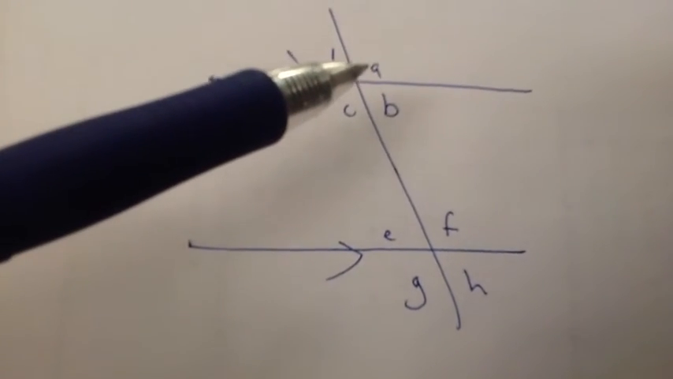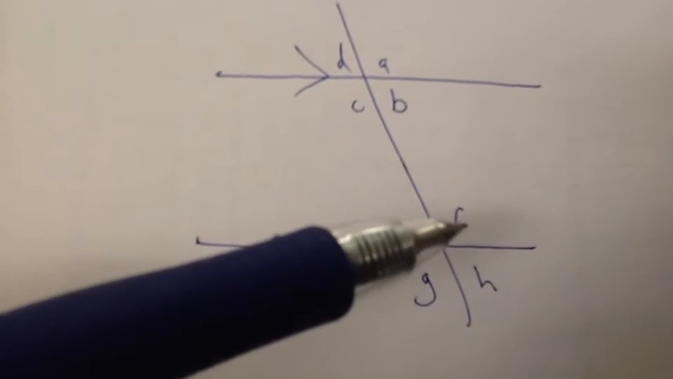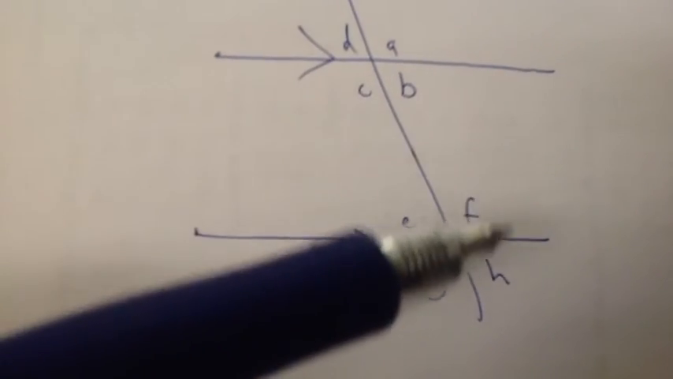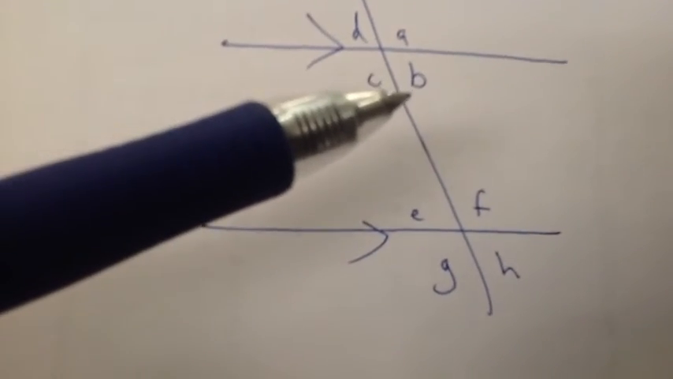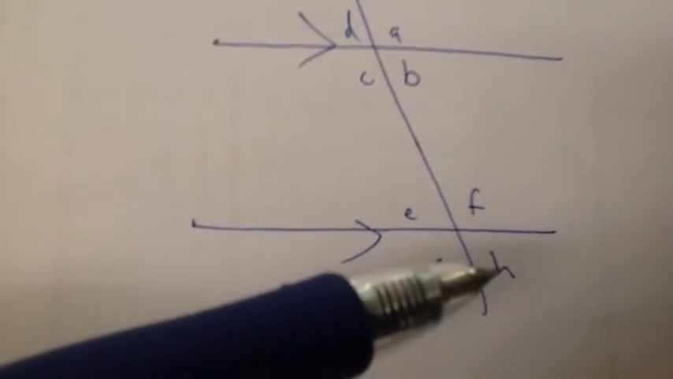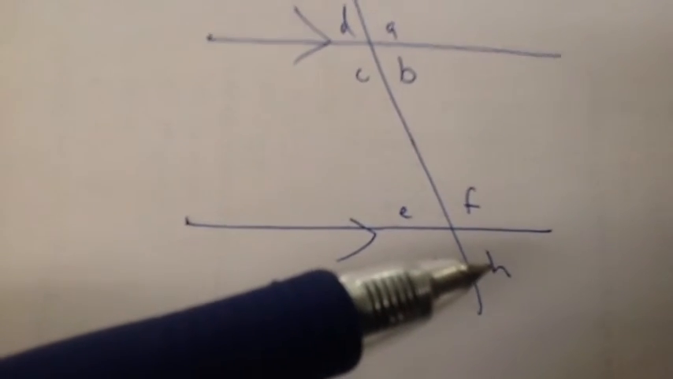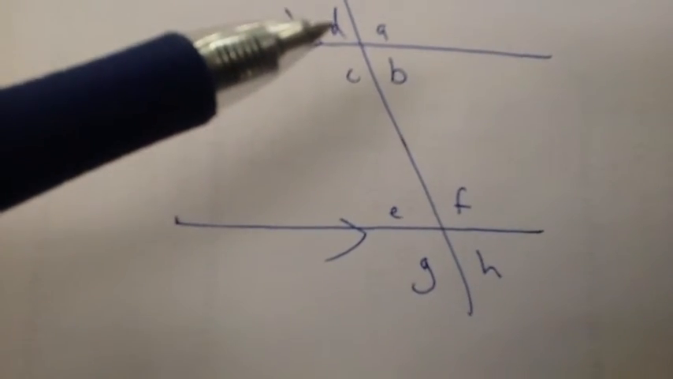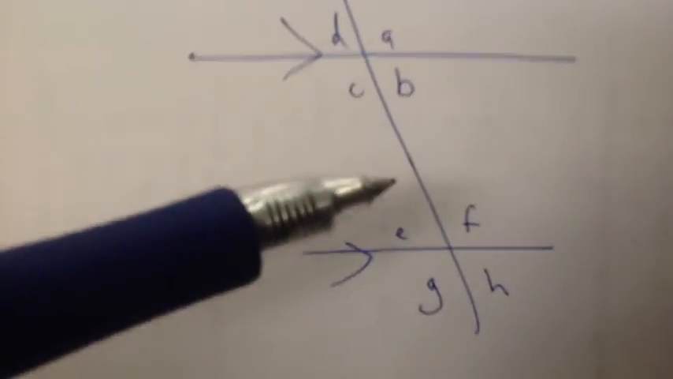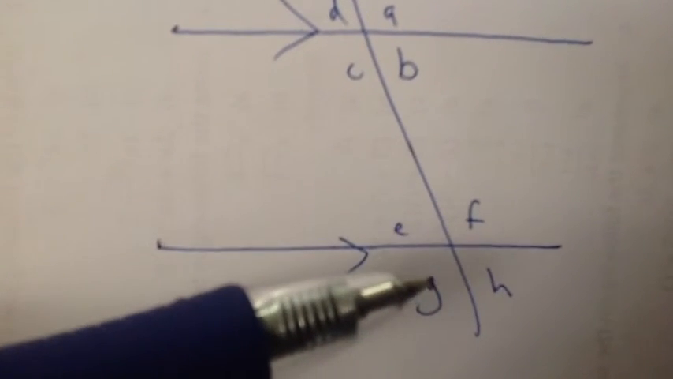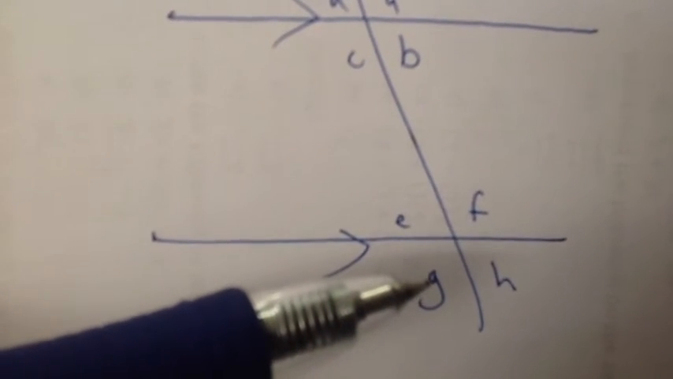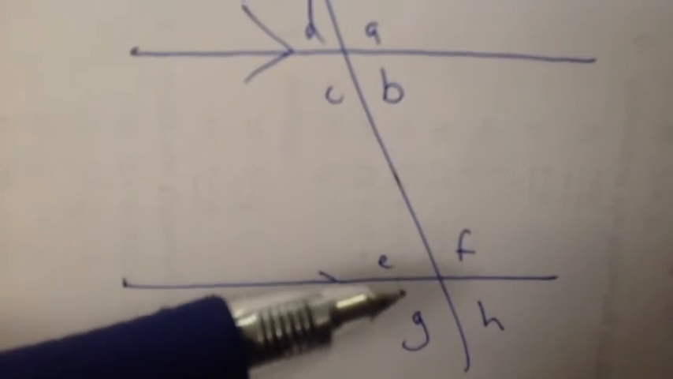So take A here. A and F are corresponding because they are in the same position. B and H are corresponding because they are in the same position. D and E are corresponding angles, because they are in the same position between parallel lines. And finally, C and G are corresponding angles. Okay, hope you got those.